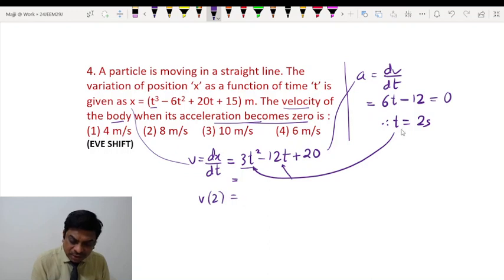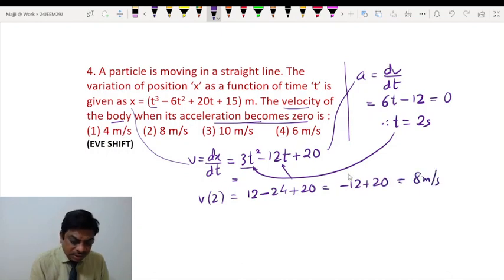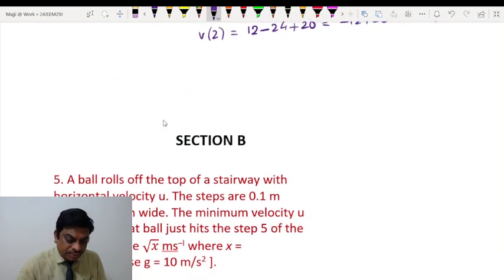So velocity at 2 seconds is 3 times 2 square, 4, 4 is 12, minus 2 into 12, 24, plus 20. So this is minus 12 plus 20, that is 8 meters per second. So we will go with option 2.